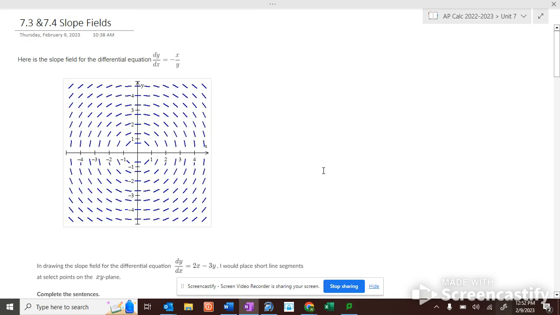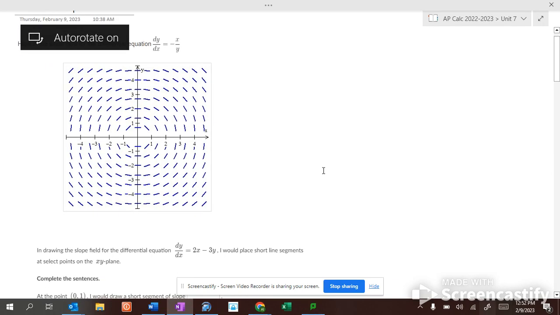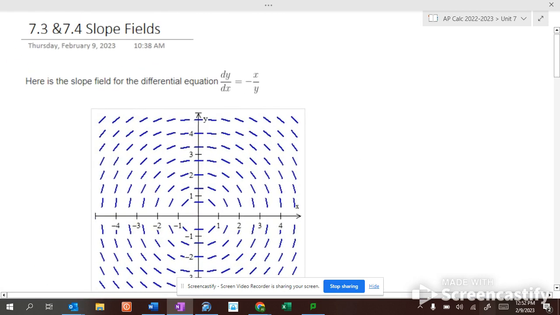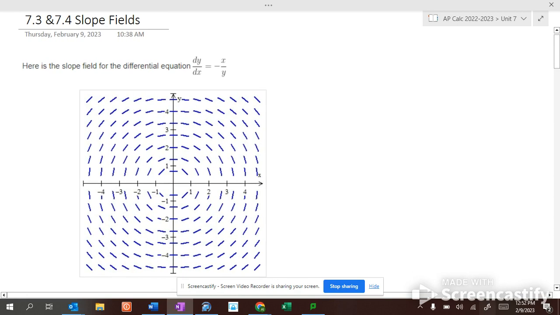Okay, slope fields. Slope fields have been a bit of a pain in the past, but really they're not that complicated. It's just where is the slope at that point? Here's a slope field for the differential equation dy/dx equals negative x over y.